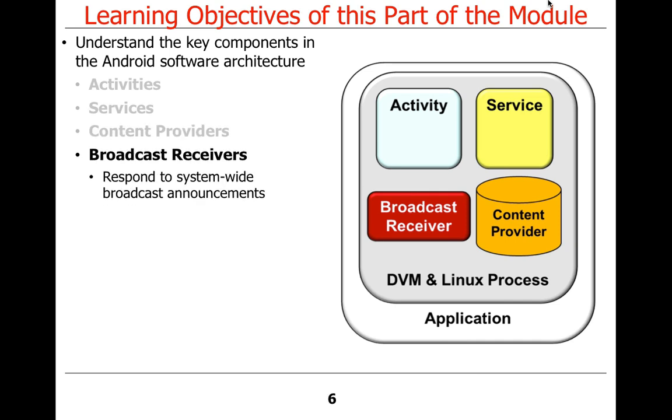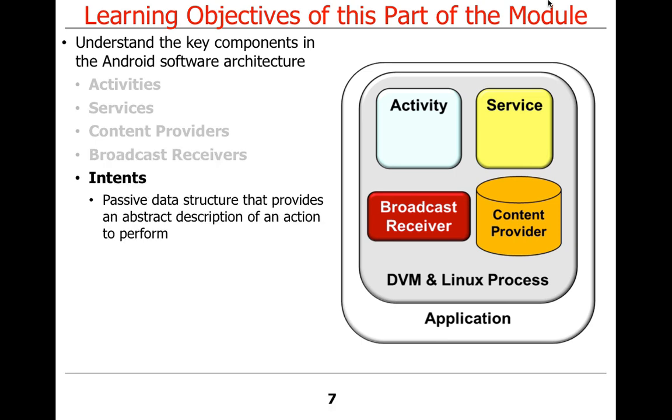The final component, which we're not going to spend a lot of time on, but you need to be aware of its existence, is something called a broadcast receiver. They're basically used to respond to, typically, system-wide broadcast messages or announcements that say something about the state of either the system, the Android infrastructure, or perhaps an application. We'll talk more about those kinds of things later.